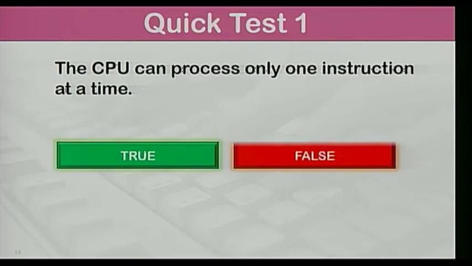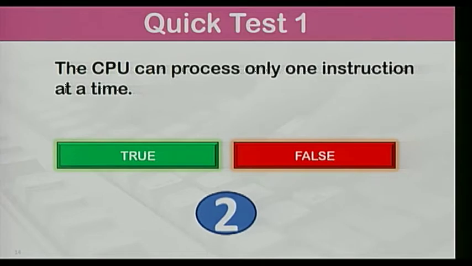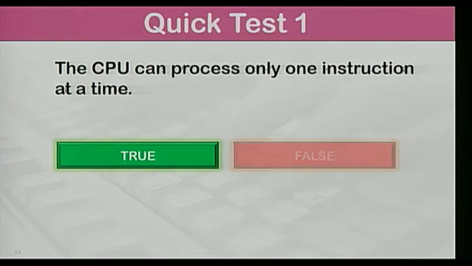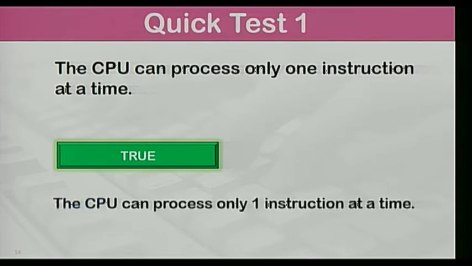Now, to evaluate what you have learned today, let us do a quick test. Number 1. The CPU can process only one instruction at a time. True or false? The answer is true. The CPU can process only one instruction at a time.